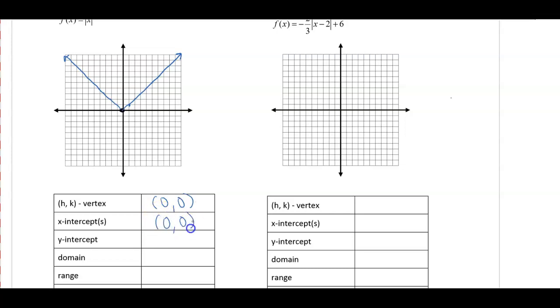And somebody else, give me the y-intercept for this graph. Yeah, super. Good, 0, 0. So not super exciting. That's kind of what makes it the parent function. It hasn't been transformed. It's the most basic version of that graph, okay?